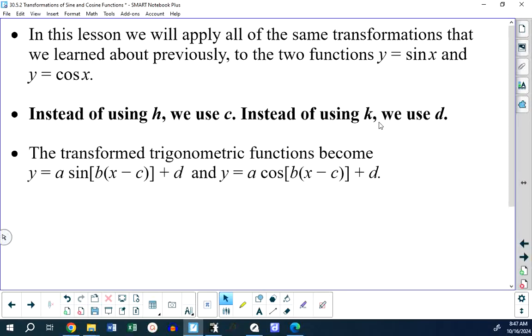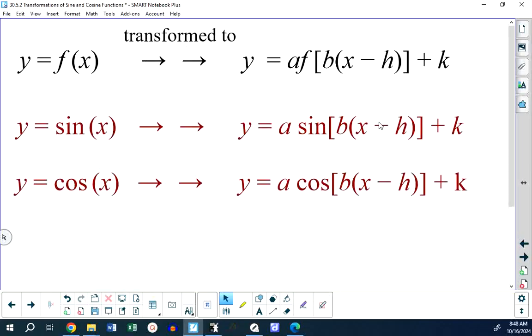All it means is that these are the transformed functions. If I go back and look at this thing, if you keep your eyes peeled on the h's and the k's, they're just c's and d's, that's all.